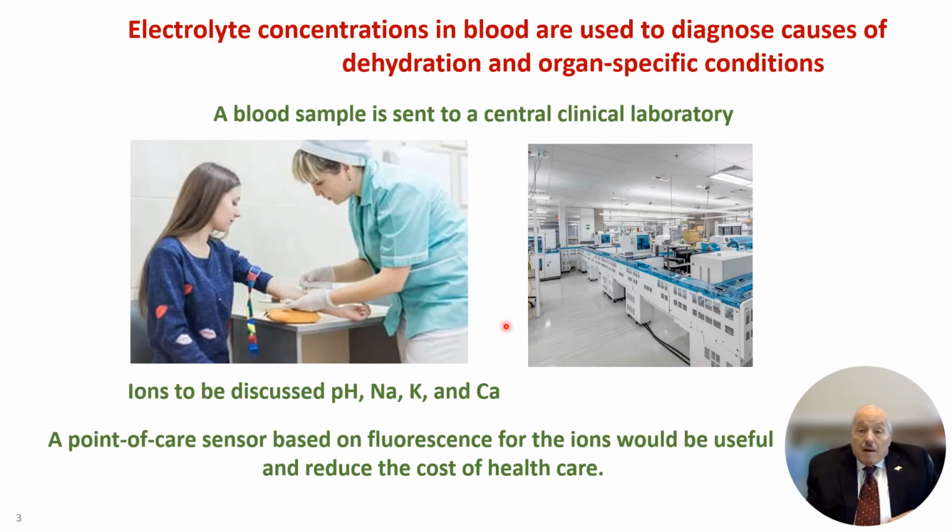So they are used to diagnose, as I said, dehydration and organ-specific conditions. A point-of-care sensor could save a lot of time because the physician would know right away whether to start giving the patient an infusion of some electrolyte or combination of ions to balance their electrolytes. And the ions we're going to discuss today are pH, sodium, potassium, and calcium.